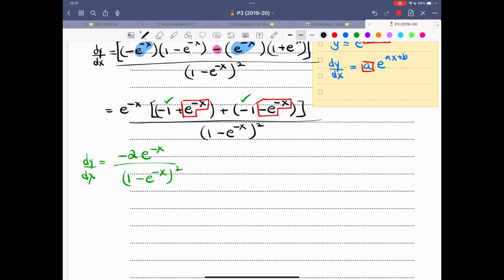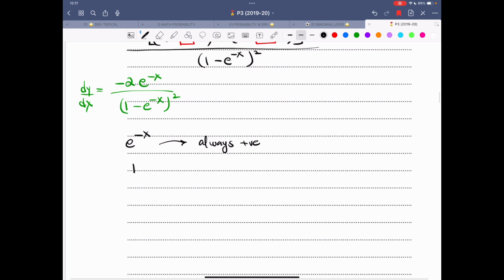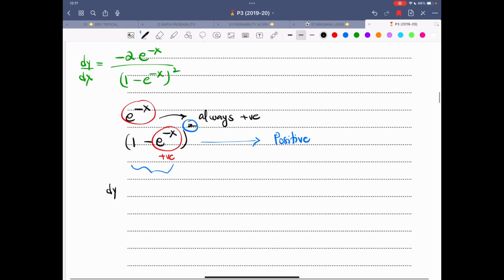Show that it's always negative. So now e raised to power of negative x is always positive. E raised to any power is always positive. And then 1 minus e raised to power of negative x, the whole thing square. Again, by the same token, this is always positive. And overall, even if it's negative, because of the square, it will always be positive. So there is a positive numerator, there is a positive denominator, dy by dx is negative into a positive thing divided by a positive thing.